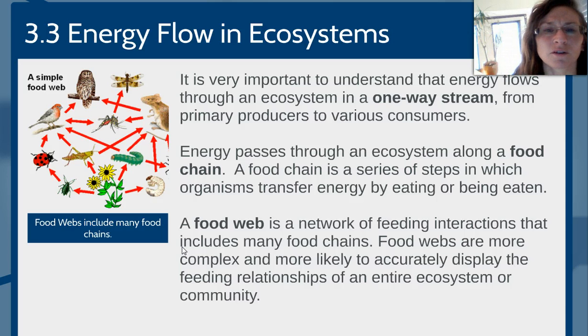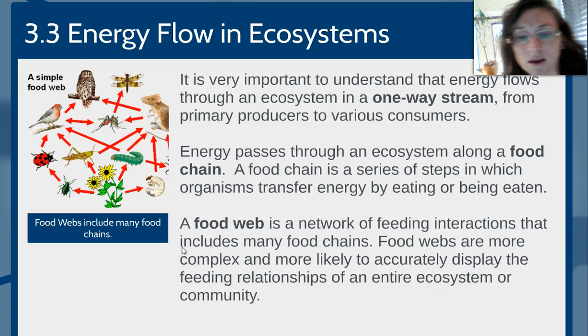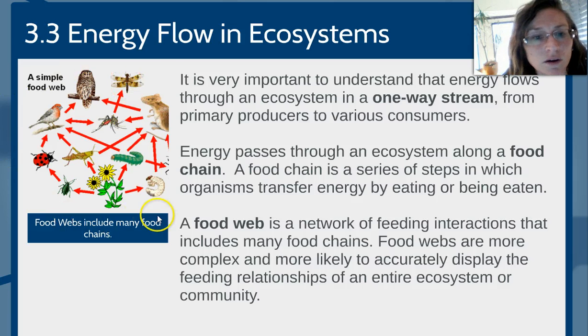Now, generally speaking, you're not just going to have a simple food chain in an ecosystem. You have a more complex network of feeding interactions known as a food web. This just includes many food chains. And a food web more accurately displays the feeding relationships in an entire ecosystem. As you can see over here, this is just an example of a very simple food web. You can pick along here an individual food chain, like this grasshopper and the flowers, and then this bird eats that grasshopper. So that is one little simple food chain within this entire food web.